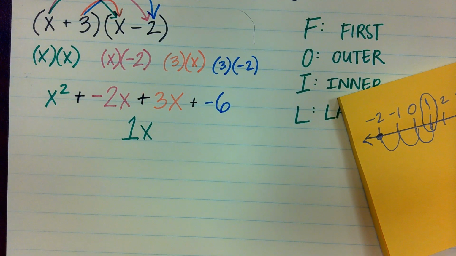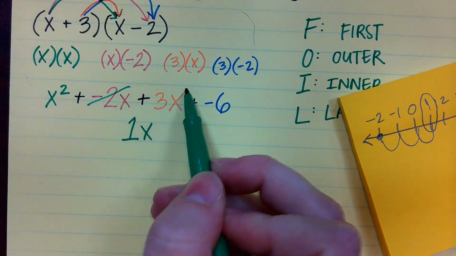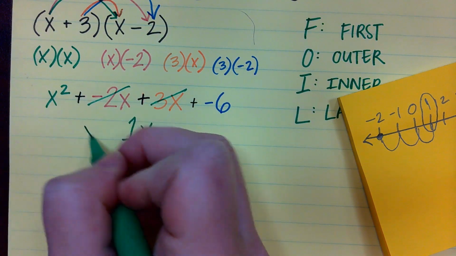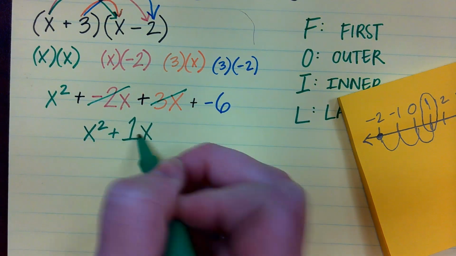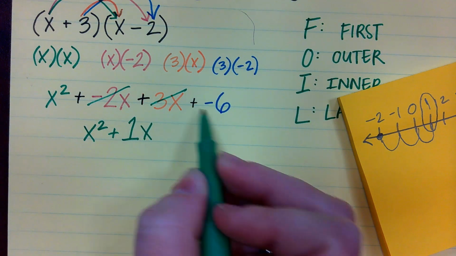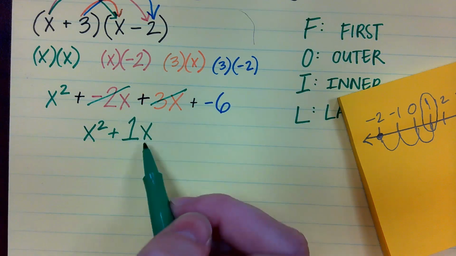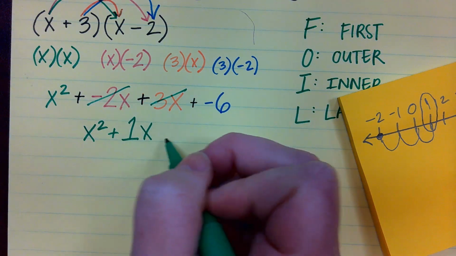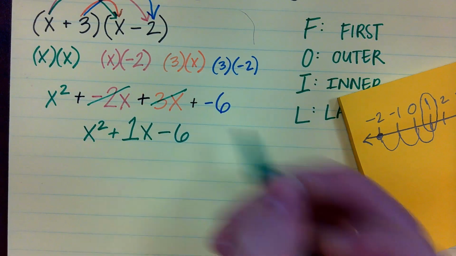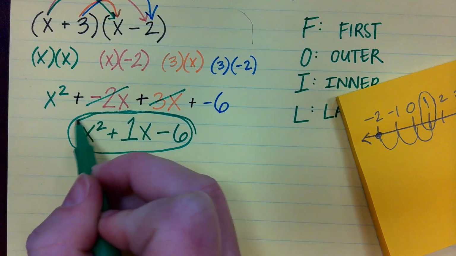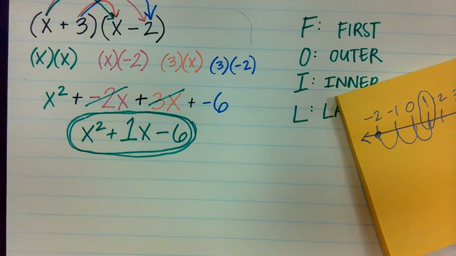Okay. Do we have any other like terms? Nope. So what do I do with the rest? Just bring it down. X squared plus x, or 1x. And then I have plus -6. What should I write beside 1x? Just -6. We don't need to write plus negative. -6. And that's my answer. So we circle it. That's right.